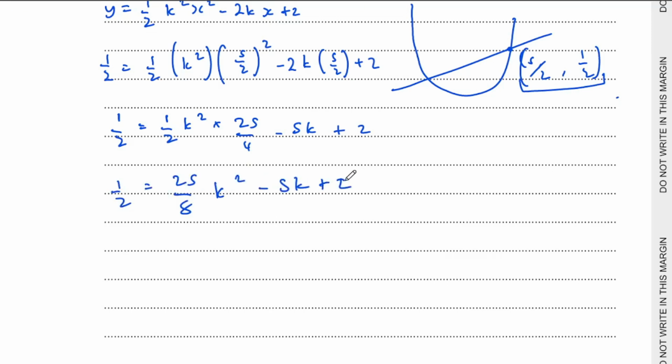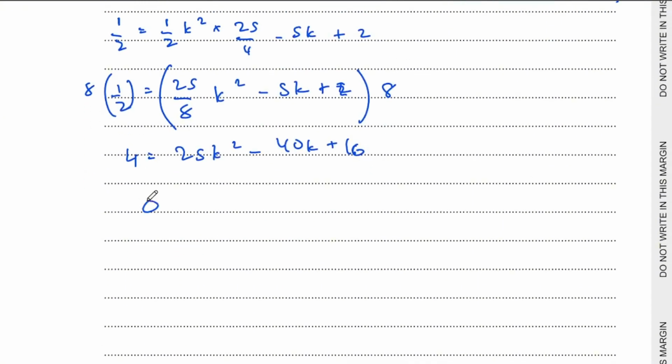And I want to remove the denominator because that's a bit annoying. So times 8 on both sides. We end up getting 4 equals 25k squared minus 40k plus 16. Subtract 4 on both sides. We end up getting 0 equals 25k squared minus 40k plus 12.